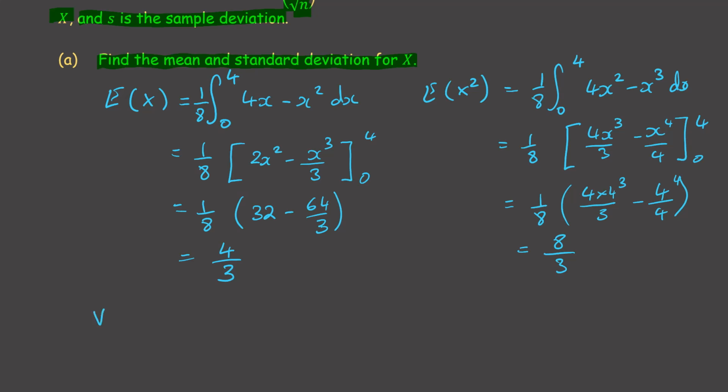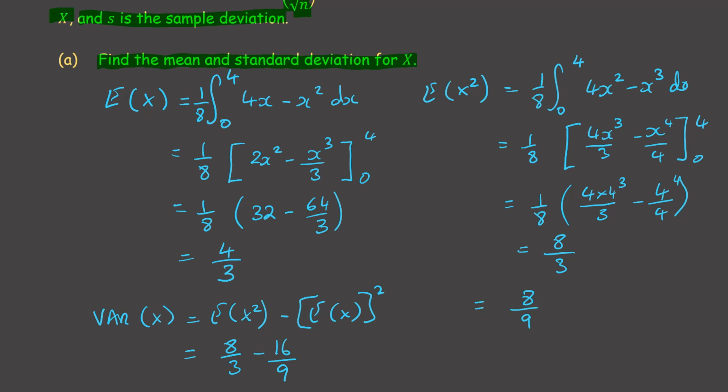And then the variance of x is the expectation of x squared, take away the expectation of x, squared, which is 8 over 3, take away 16 on 9, and that means it's 8 over 9. And so sigma for x is 2 root 2 on 3.